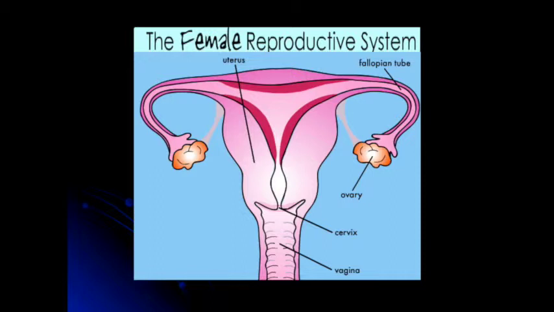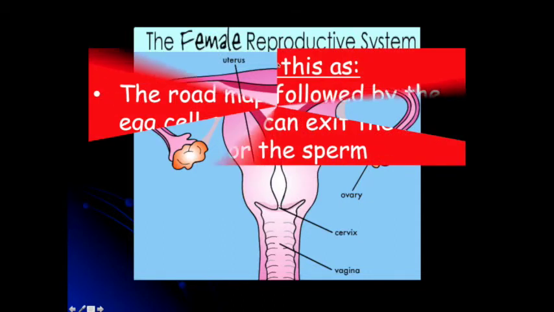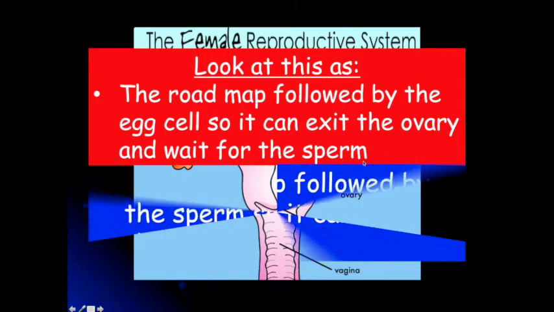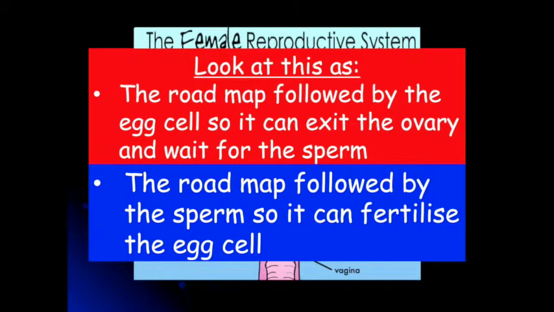So we have talked about the male reproductive system, and of course now we are going to talk about the female reproductive system. You have to look at this as the roadmap followed by the egg cell so it can exit the ovary and wait for the sperm while it's in the fallopian tube. You can also see this as the roadmap followed by the sperm so it can find and fertilize the egg cell.